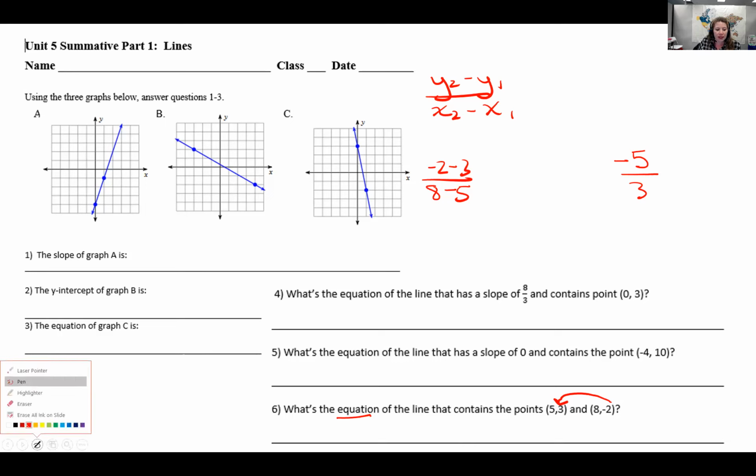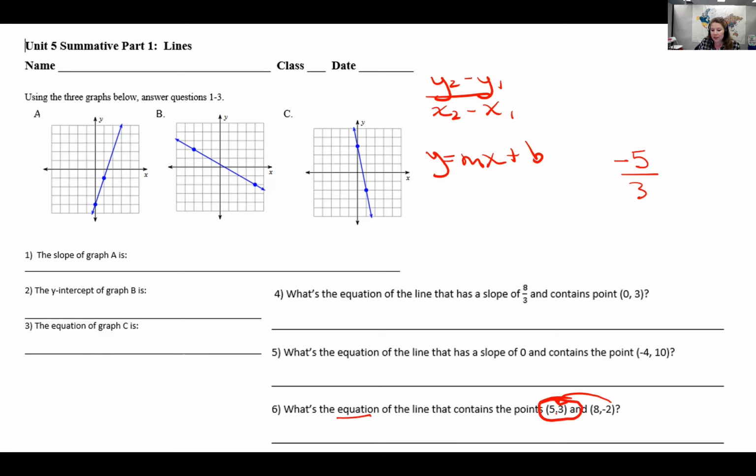So now that I have that part, I'm going to use my slope-intercept formula, which is y equals mx plus b. Now I'm going to plug in the information that I have. I'm going to use the first coordinate to plug in x and y. So y is 3. m is negative 5/3. My x is positive 5. And my b, I don't know. So now I'm going to bring everything else down. Negative 5 times 5 is negative 25 over 3 plus b.